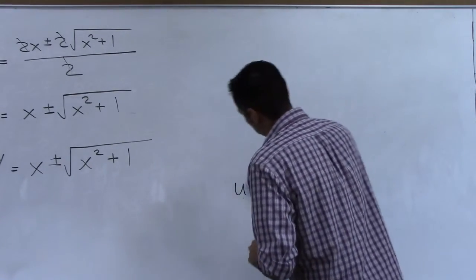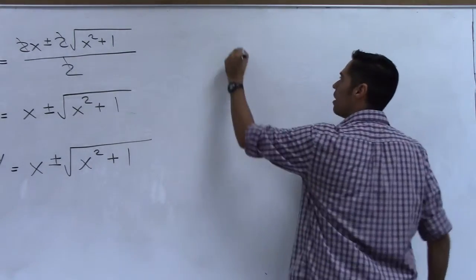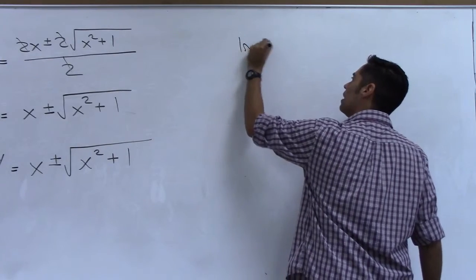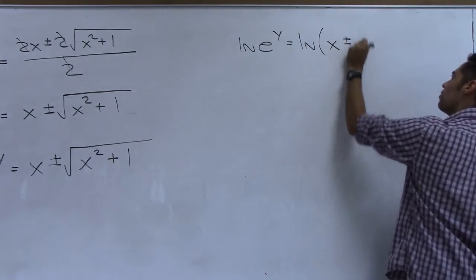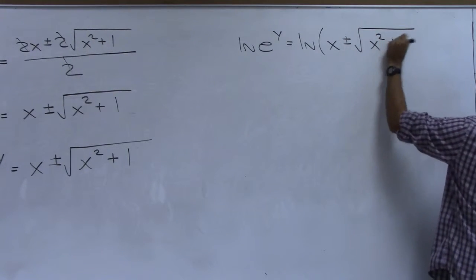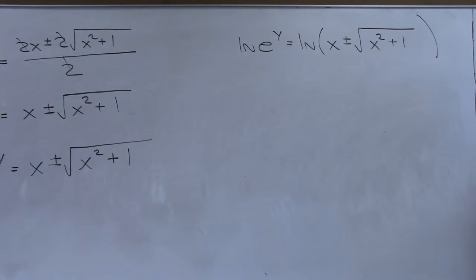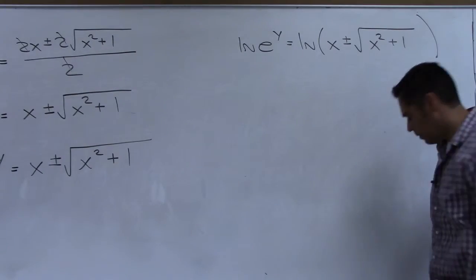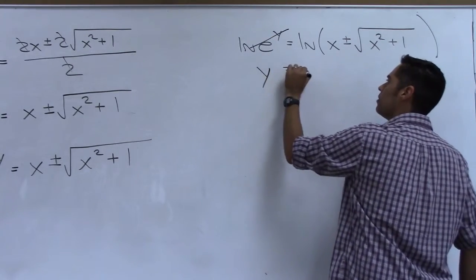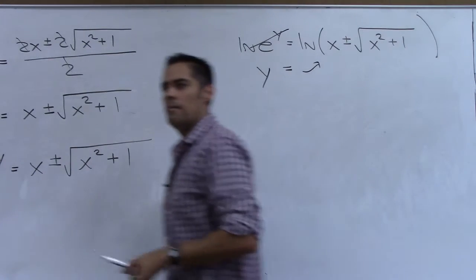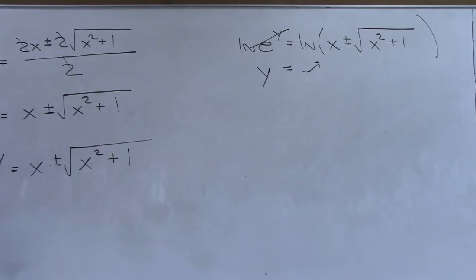So, natural log on both sides. Natural log of e to the y equals natural log of x plus or minus the square root of x squared plus 1. And the left side is really what? Y. So this is y equals this. Now, that's almost it, right? The plus or minus is a problem.